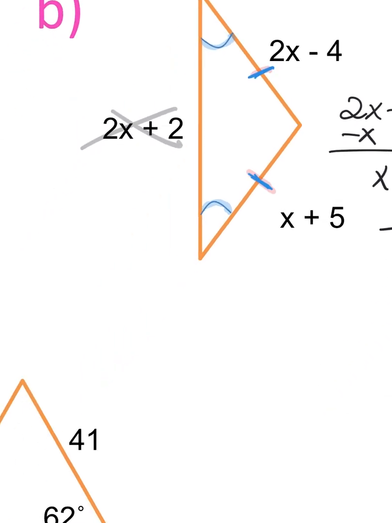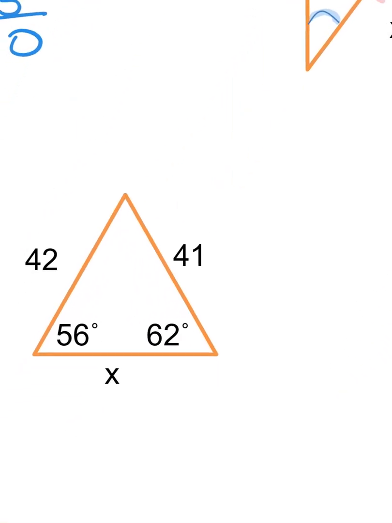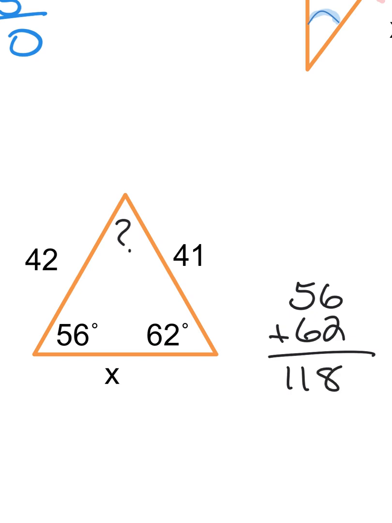So for C, you might look at this and think, what am I going to do here? There's no congruency marks or anything. But what I could do is find that missing angle that goes right here. And the way that I can do that is I can use my triangle sum. So I'm going to add the two angles that they gave me, 56 and 62. I get 118.